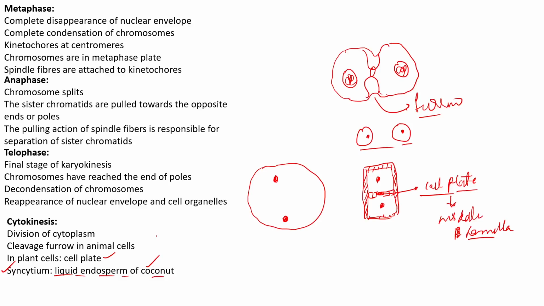If you open the tender coconut, you can see water. That water is none other than the liquid endosperm. And the white fruit, or the white pulp, that is present inside that coconut is actually the cellular endosperm that you observe.